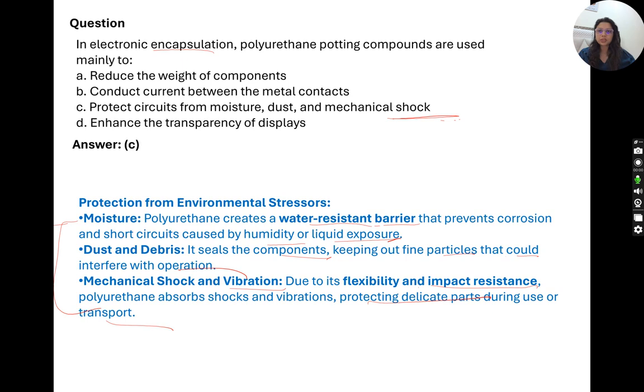If you look at the other options like reduce the weight, conduct current between metals, enhance the transparency, you can simply neglect these options from the question, and of course the question remains very simple if you look at the options itself. I hope this is very clear. I do not need to explain much in this session about these things. Okay, then let's move forward to the next question.